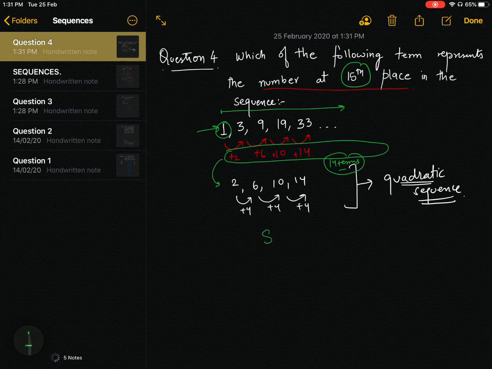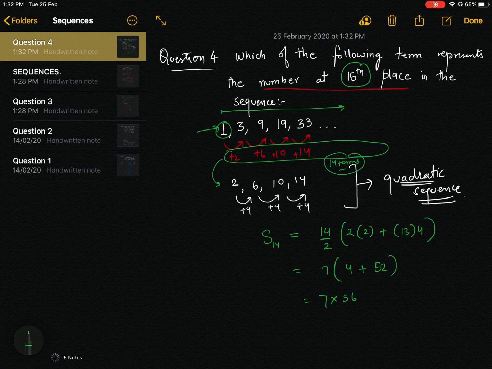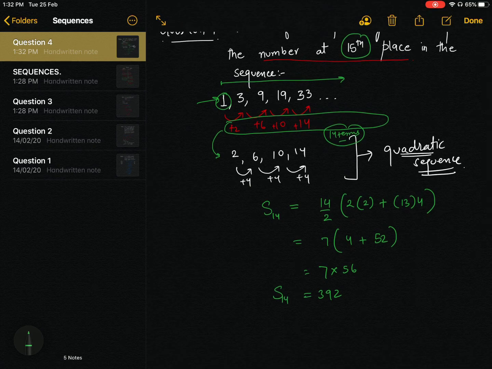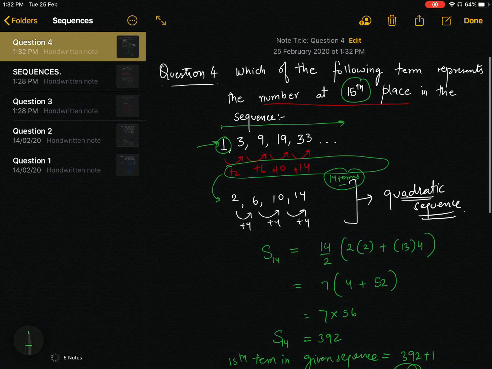So let's try to figure out the sum of first 14 terms. S14 will be equal to 14 over 2 times twice of first term plus n minus 1, which is 13, times d, which is 4. If you solve it, you'll get 7 times 4 plus 52. 7 times 56, which is 392. S14, that means sum of first 14 terms, is 392. Then 15th term in given sequence will be 392 plus first term, which is 393. Now that's how you'll get the final answer to the question that gives you a quadratic sequence.